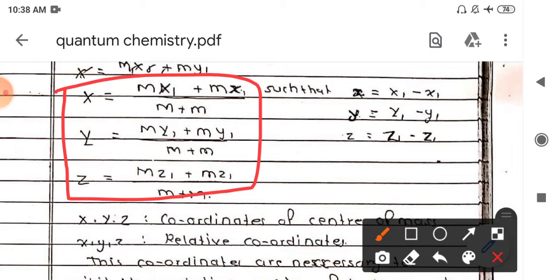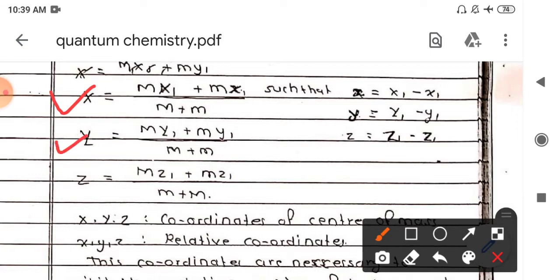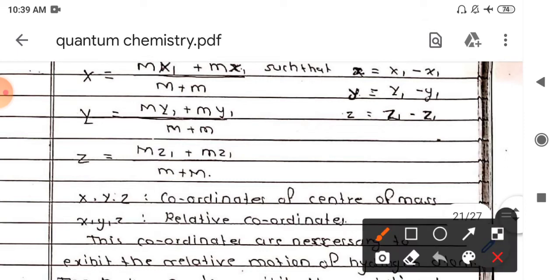So the coordinates for the x direction can be obtained by using capital M into x1, which is the position of nucleus, plus small m, that is the mass of electron, into the position of electron, divided by the total mass. So from this we can obtain the center of mass coordinate for the x direction, similarly for the y direction and for the z direction. So for obtaining the coordinates of center of mass, we use the masses of electron and nucleus.